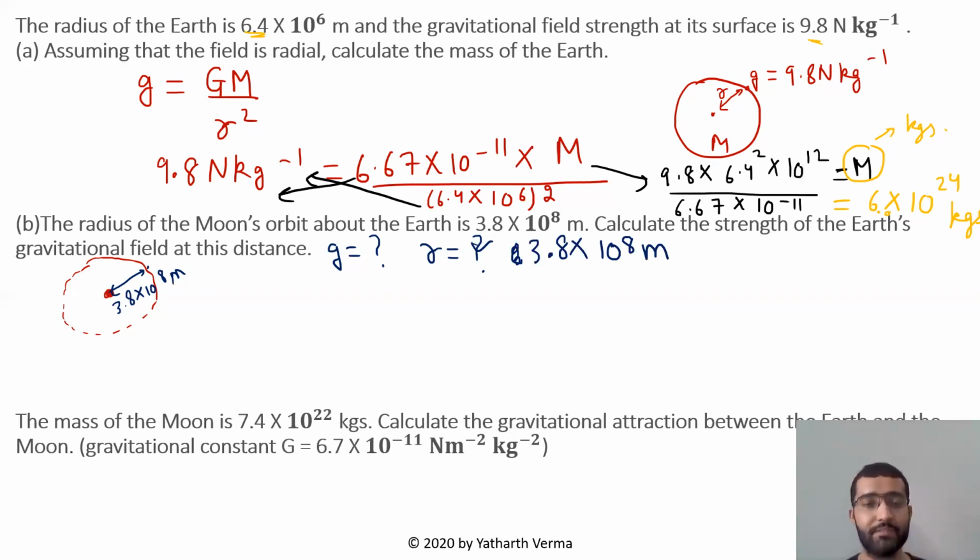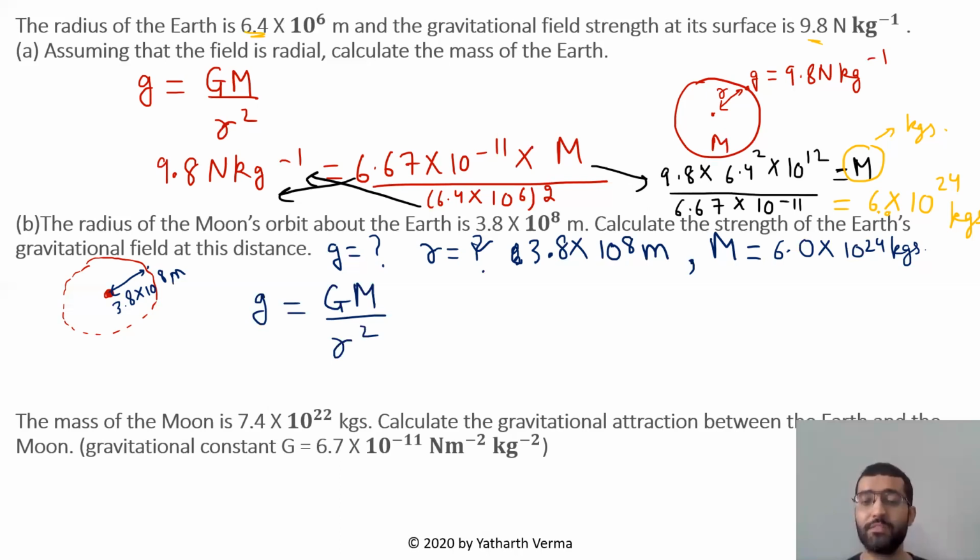What else do we have? We have the Earth's mass calculated in the previous part, 6.0 into 10 raised to 24 kgs. Now when g is to be found out, straight away we know there is one formula connecting all these numbers, right? Same formula we had used in the previous one, but what was the difference? There the gravitational field strength was at the surface of the Earth. Here it is at the orbit of the Moon, right?